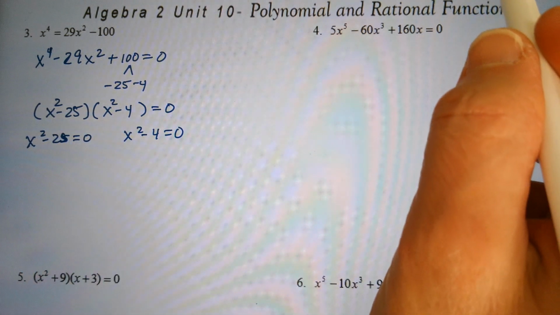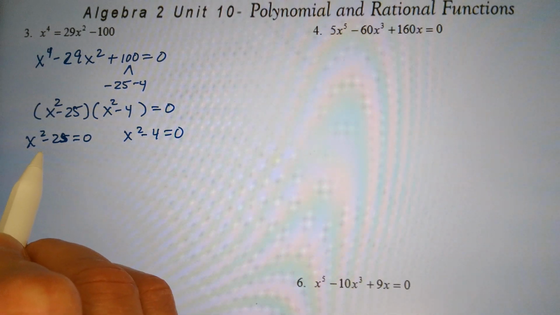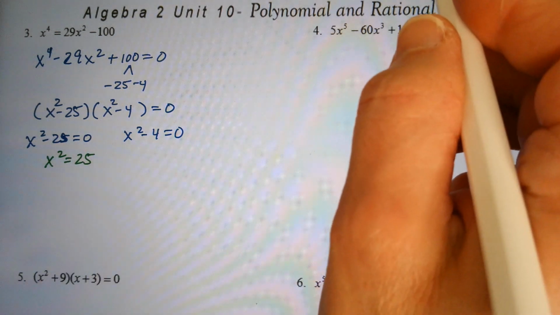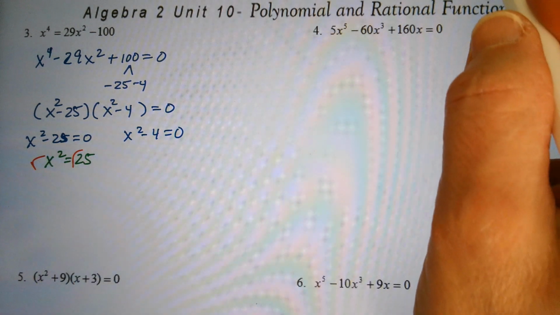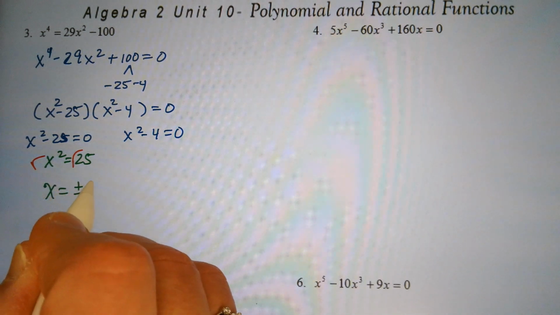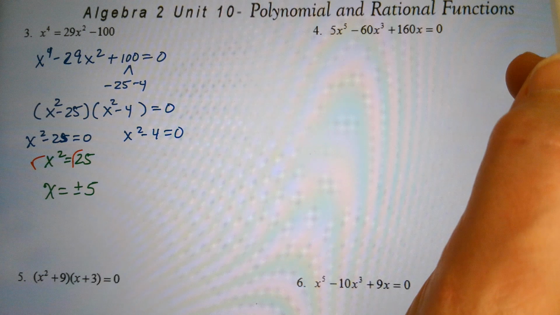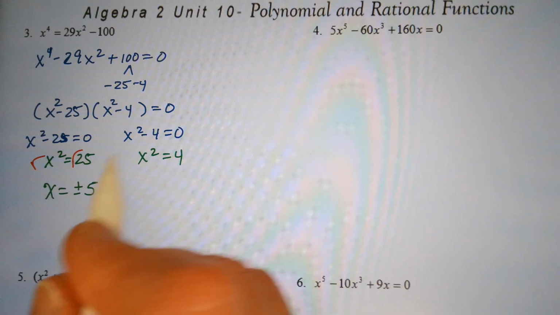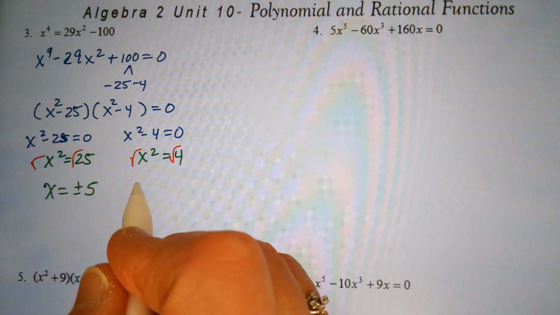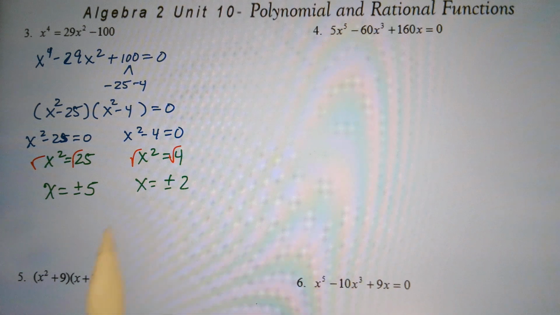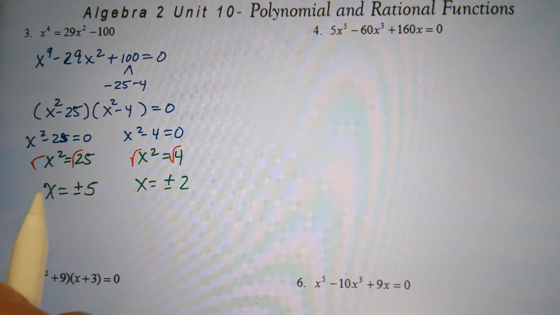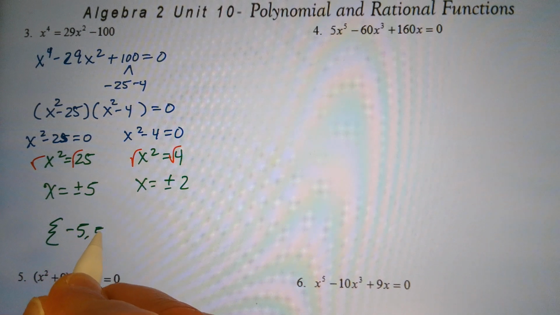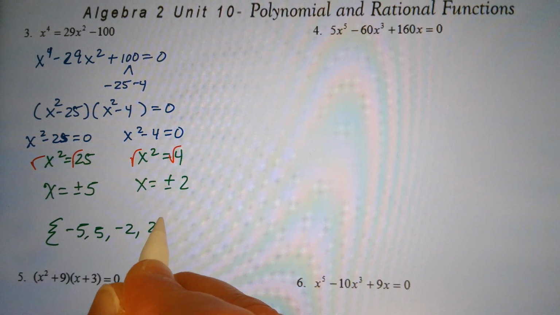And then solve our incomplete quadratics, right? This is an incomplete quadratic. Add 25 to both sides, and then take the square root of each side. x equals plus or minus 5. Add 4. Take the square root of each side. x equals plus or minus 2. 4 real solutions: -5, +5, -2, and +2.